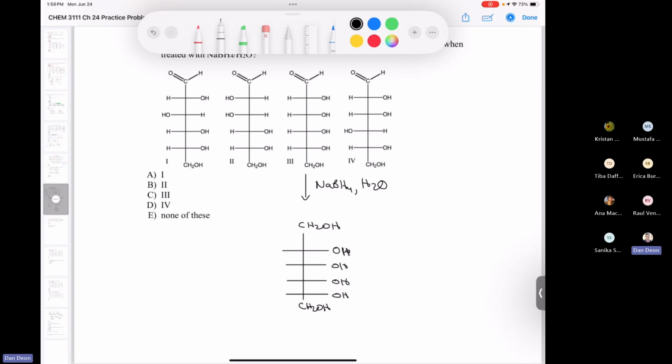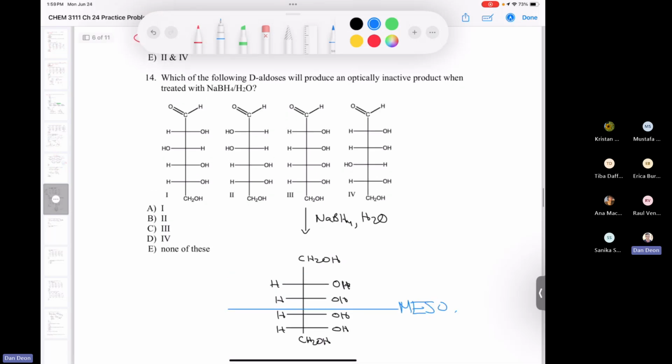It's got chiral centers. There's no arguing that. But at the end of the day, it's not a chiral compound. Why? Because you have a plane of symmetry down the molecule like that. So this is meso, and therefore not optically active. It will not rotate plane polarized light.